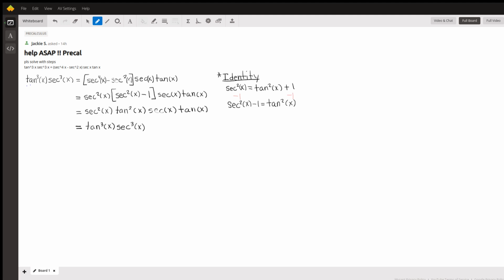What we have here is tan cubed x times secant cubed x equals secant fourth x minus secant squared x, all of that times secant x tan x. Now that is a lot to handle, but don't worry, I'm going to help you through this.